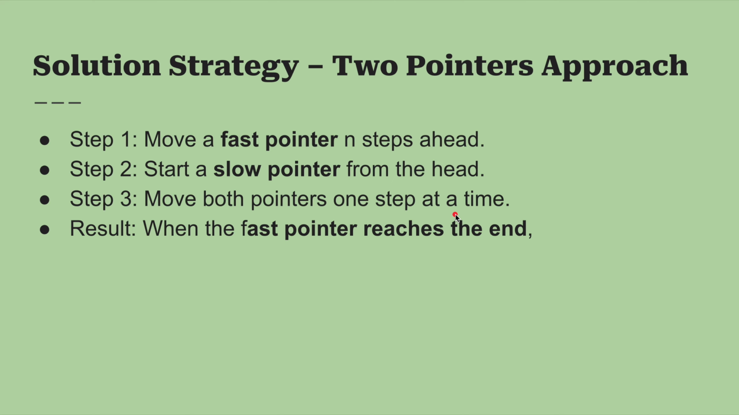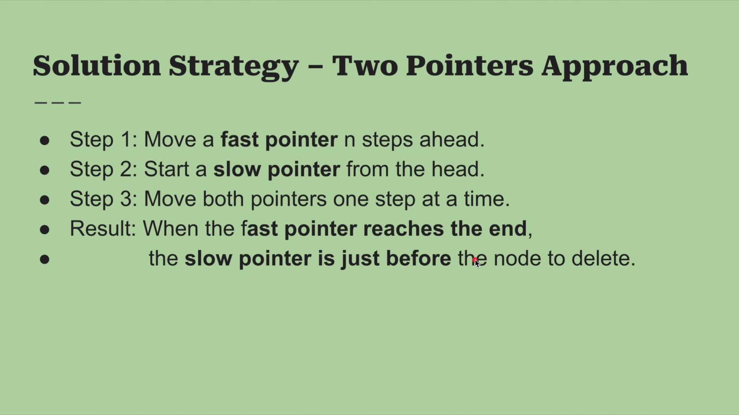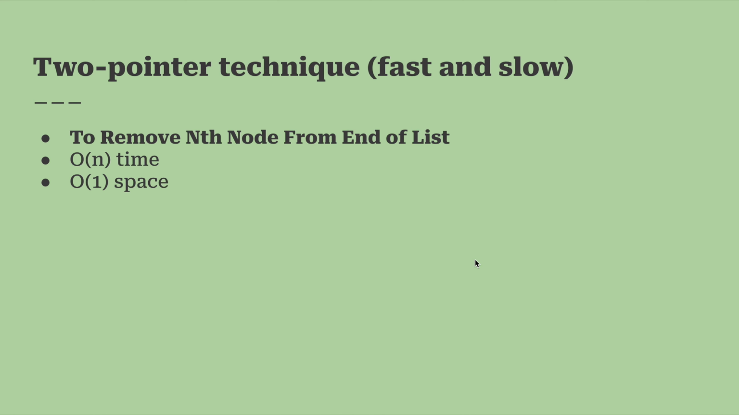When the pointers do that iteration, at the end, the fast pointer reaches the end, which means its next pointer is null. And so the slow pointer is just before the node to delete. So we will just unlink that node and return the head, as we have seen in the example. We'll see it again, don't worry.